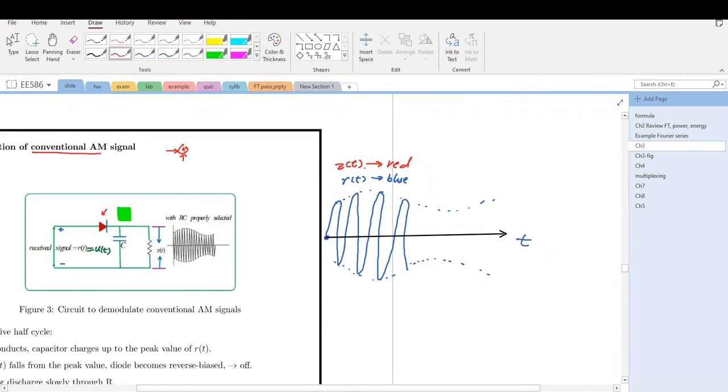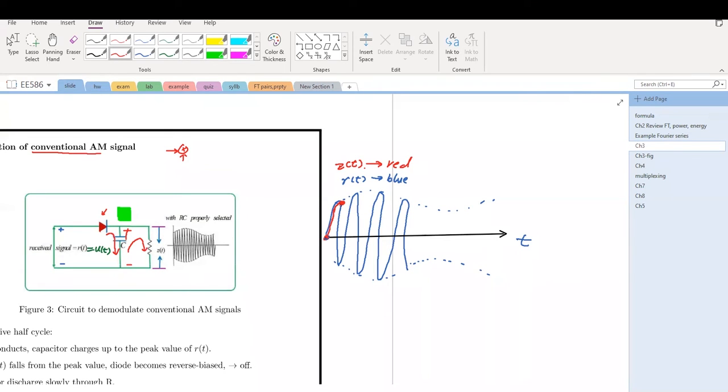Now at this time, the input is positive, so the diode is on. When the diode is on, the capacitor is charging. So the capacitor is charging. The voltage right here, z(t), is rising. So suppose it rises to here. Pay attention at this point.